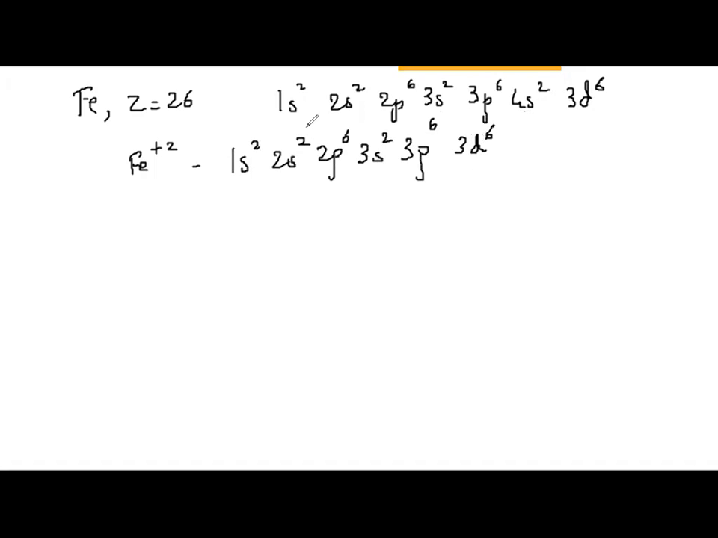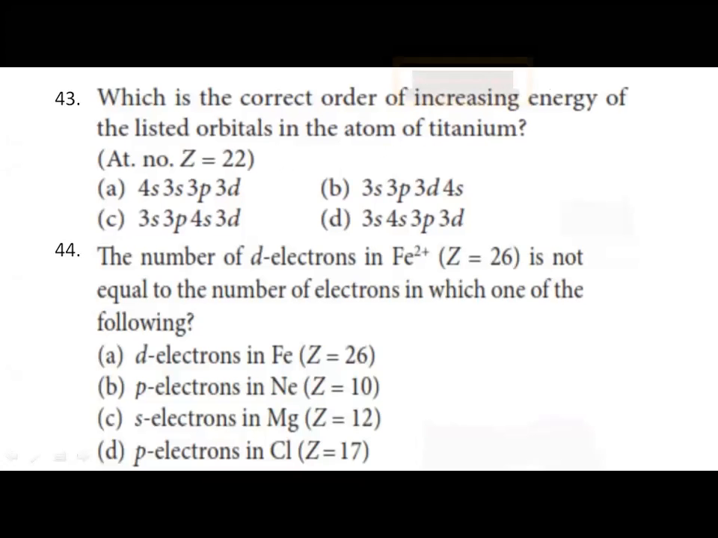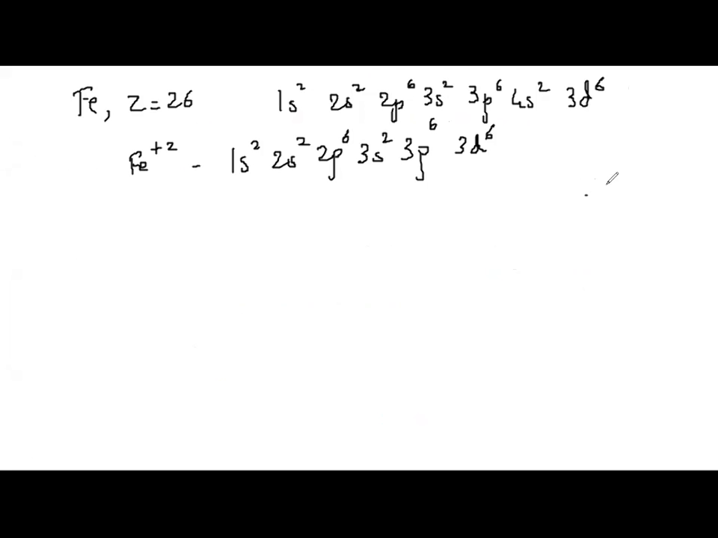So what is the question? The number of d electrons in Fe plus 2 is not equal to the number of electrons in which of the following. So how many d electrons are there? There are 6 d electrons. Another option, d electrons in Fe. How many d electrons are there in Fe? There are 6 electrons again. Correct? So in Fe there are 6 d electrons.